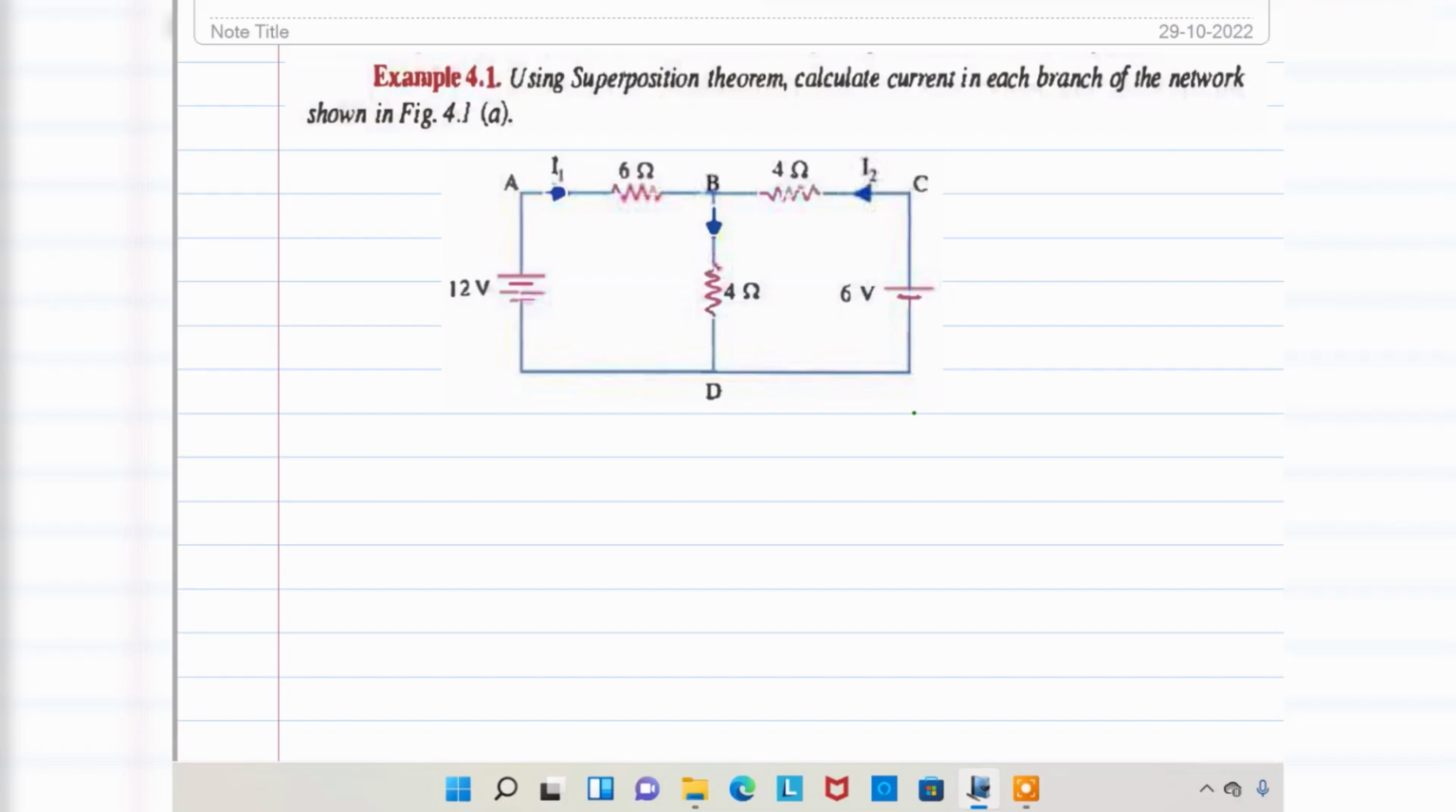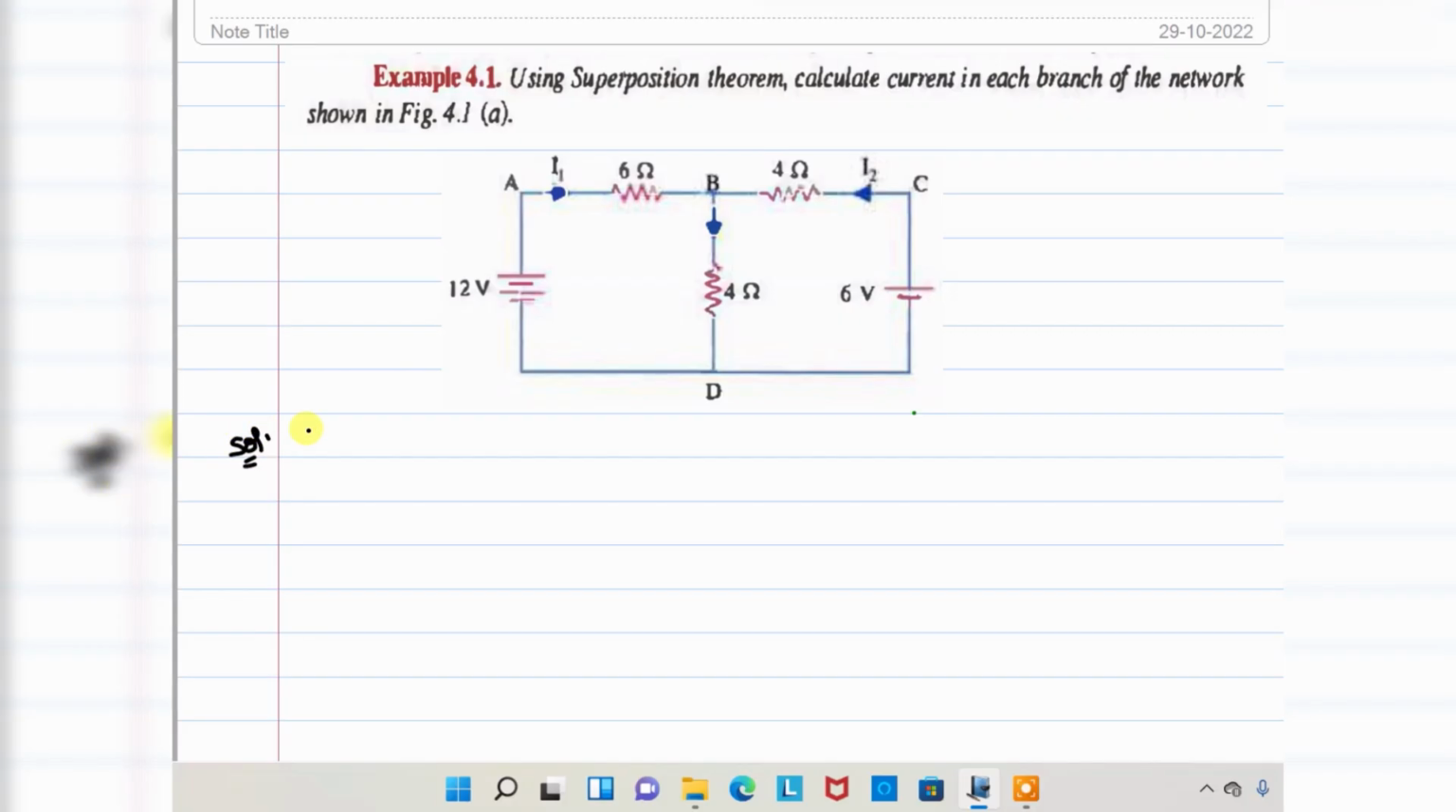So you are preparing for the KVS exam, right? The KVS exam is an objective exam. They won't ask you to calculate the current in each branch. They are asking about the current flowing through the 4 ohm resistance, or any one resistance. But first you learn the concept, that's why I will calculate all the currents. Just listen.